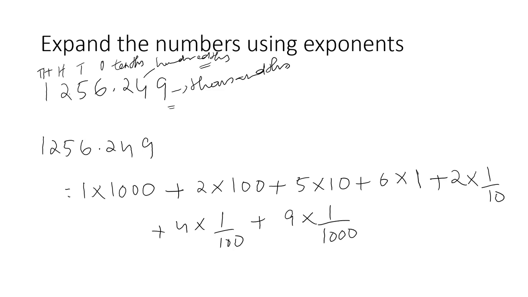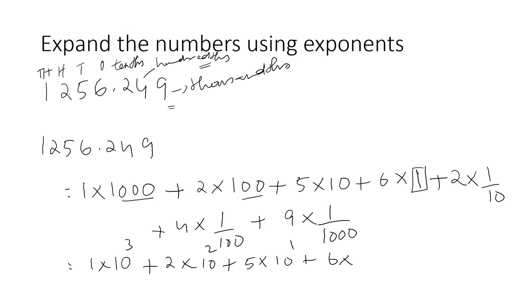Now we should write this using the exponents. So 1 into 1000 we can write as 10 raised to 3. 2 into 100 is 10 raised to 2. Now 5 into 10 means 10 raised to 1. So 5 into 10 raised to 1. 6 into 1 we can write using the 10 only. 10 raised to 0 is 1. So instead of 1 I will write 10 raised to 0.